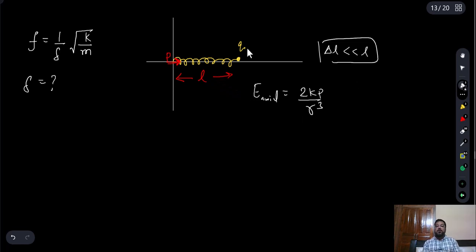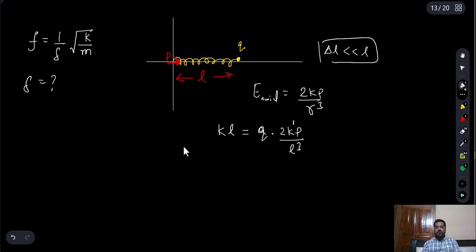Fine. So if you apply the equilibrium condition, you can easily write that the restoring force of the spring, K times L, must be equal to the electrostatic force of the dipole, that is Q times E, where E is 2kp by L cube. See, here you can get confused between K and K. This K is the spring constant, whereas this K is the electrostatic constant. So let us make them different. Now this is the equilibrium condition.